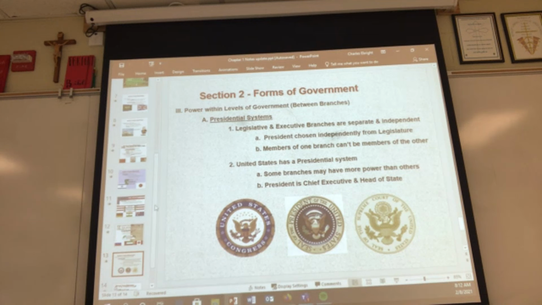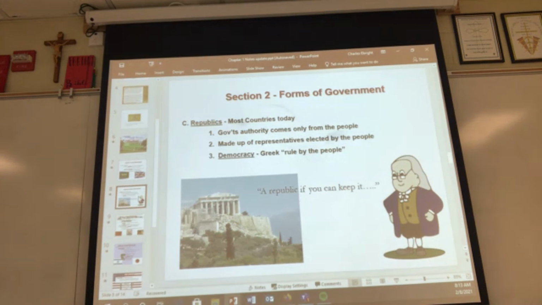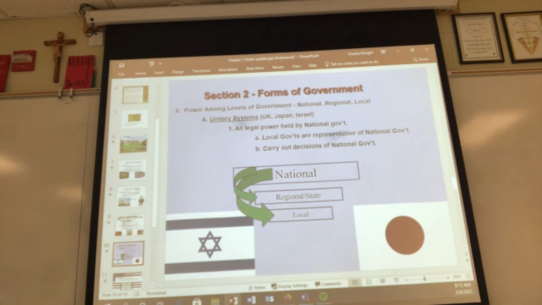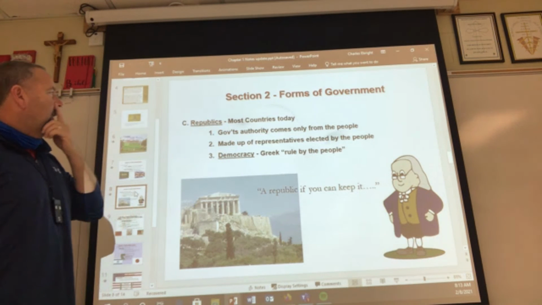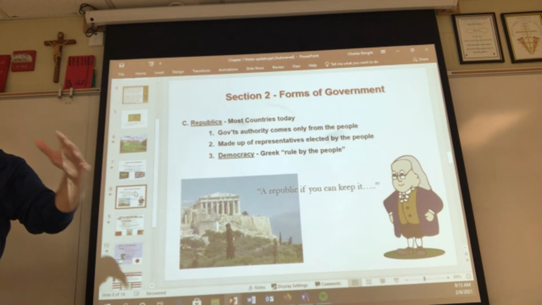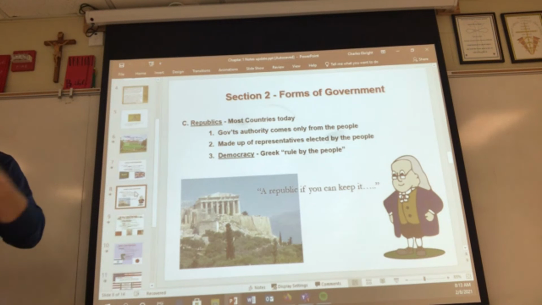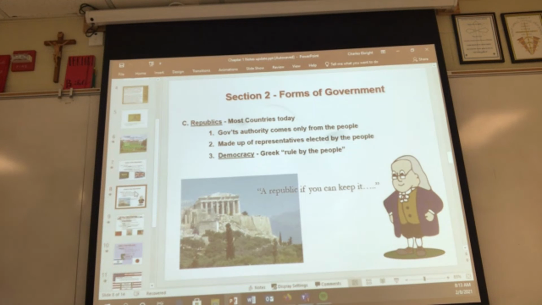Representative democracy. Okay, so republics. Representative democracy is a republic. And that's basically where people elect representatives to carry out their will. So we elect people to carry out what we want. That's a representative democracy.